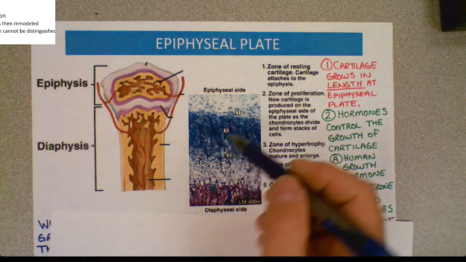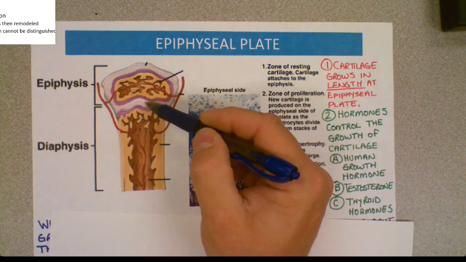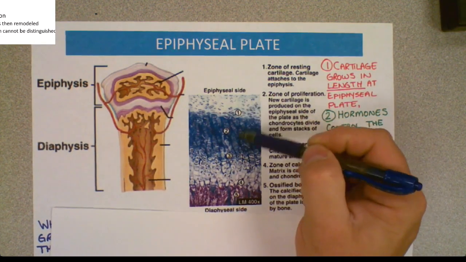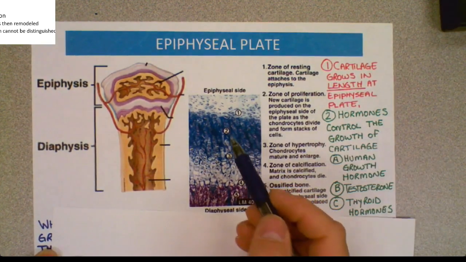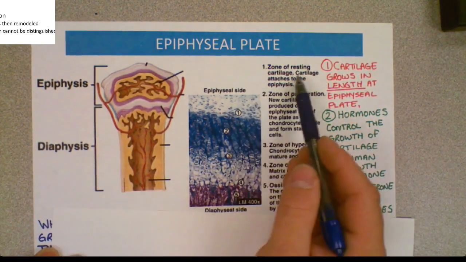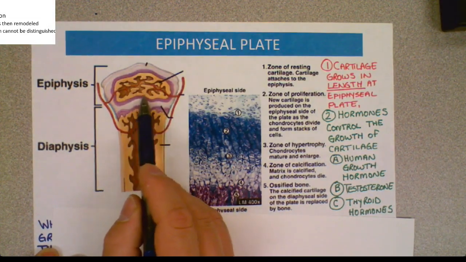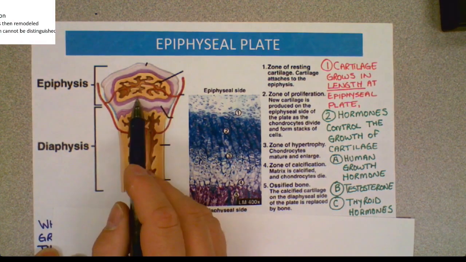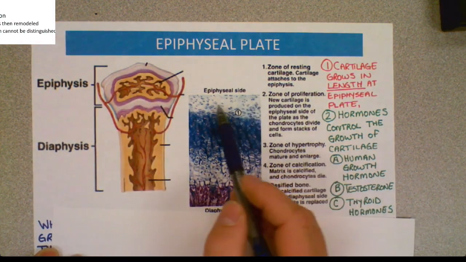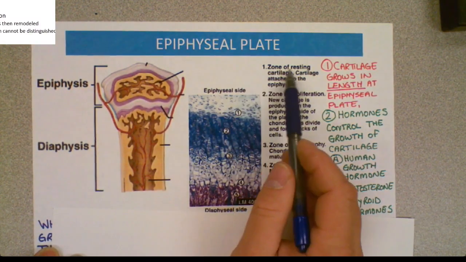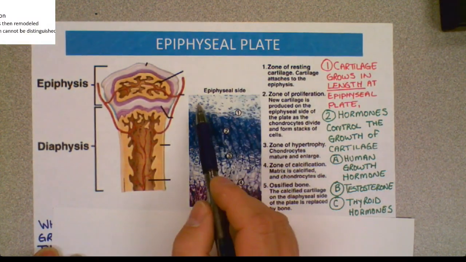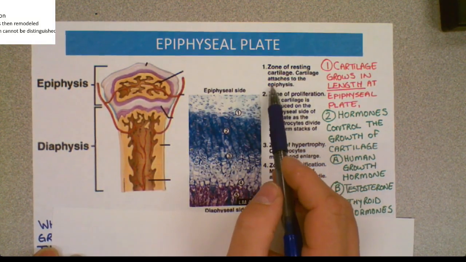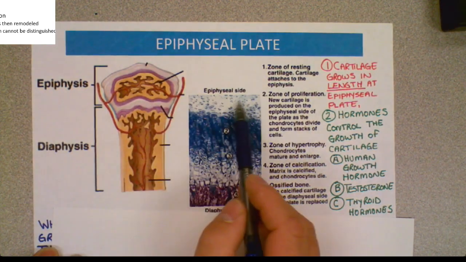These zones contain cartilage. So this is all cartilage, from the epiphysis side to the diaphysis side. If we look at the epiphyseal side, the top or bottom, however you want to look at it, depends on what bone we're looking at, at the epiphysis side, this area of cartilage is called the zone of resting. This cartilage is just really not doing much. It's just kind of sitting there. So it's cartilage that attaches to the epiphysis and there's no growth involved.